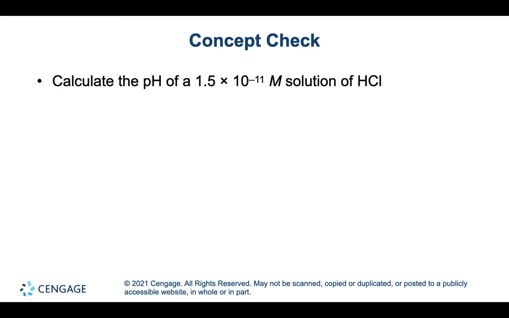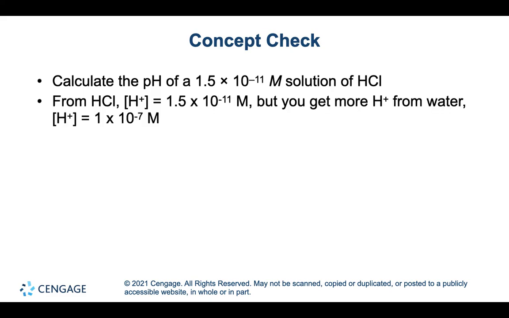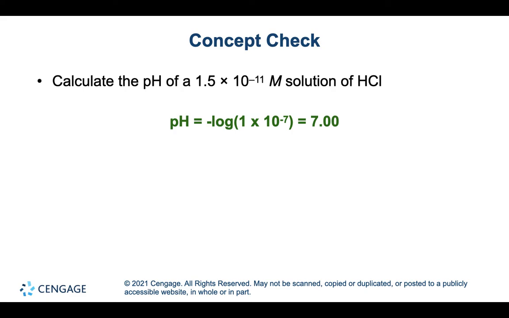Let's do another one. Find the pH of 1.5 times 10 to the minus 11 molar HCl. Again, HCl is a strong acid, but it's only going to be giving you 1.5 times 10 to the minus 11 moles per liter. You actually get quite a bit more than that from just pure water. Pure water gives you an H plus ion concentration of 1 times 10 to the minus 7, which is like 4 powers of 10 greater than 1.5 times 10 to the minus 11. So actually, in this case, the water is the better source of H plus than the HCl, and so your pH is going to be 7.